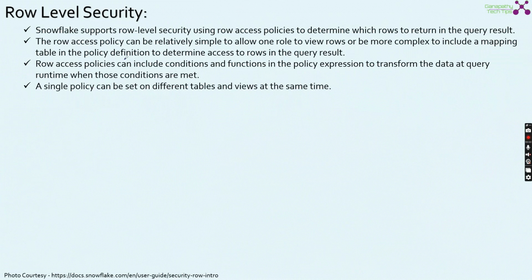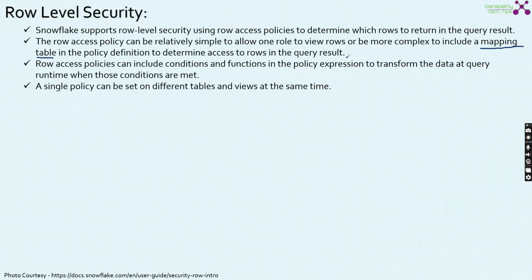of the query result. The row access policy can be relatively simple, to allow one role or a few roles, or more complex, to use a mapping table approach. We are going to see what the mapping table is in the policy definition to determine the access to the rows in the query result.